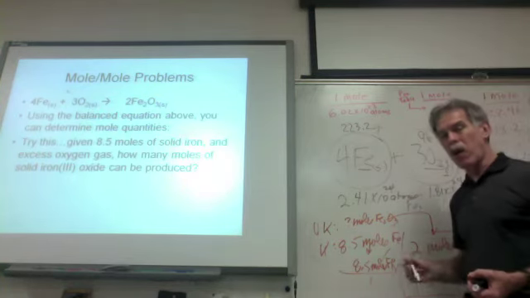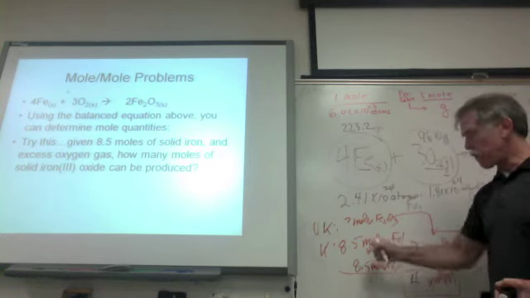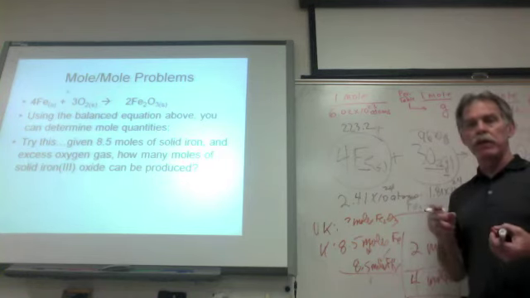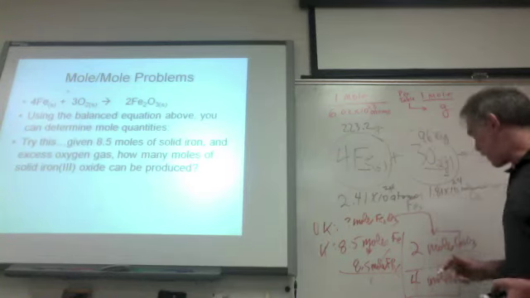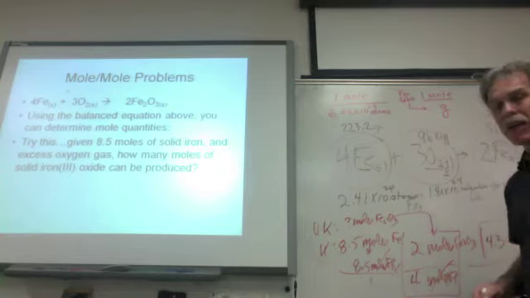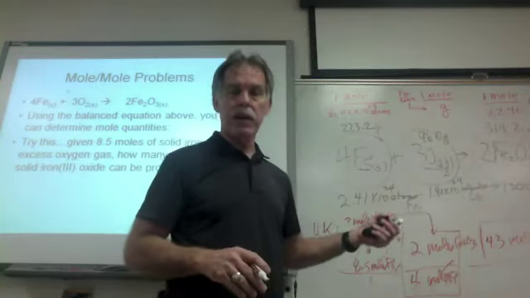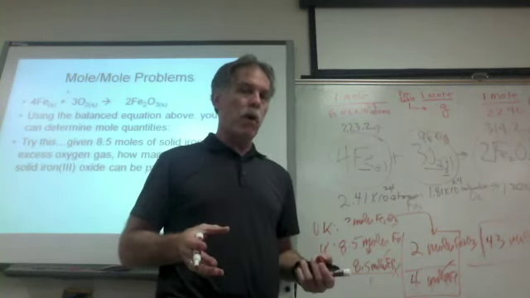If you don't, you could always do 1/2, because 2 over 4 is 1/2. 1/2 of 8.5 is 4.25. And since we've got 2 significant digits, we would round that to 4.3. Our answer is 4.3 moles of iron 3 oxide. So that's the mole-mole problem.